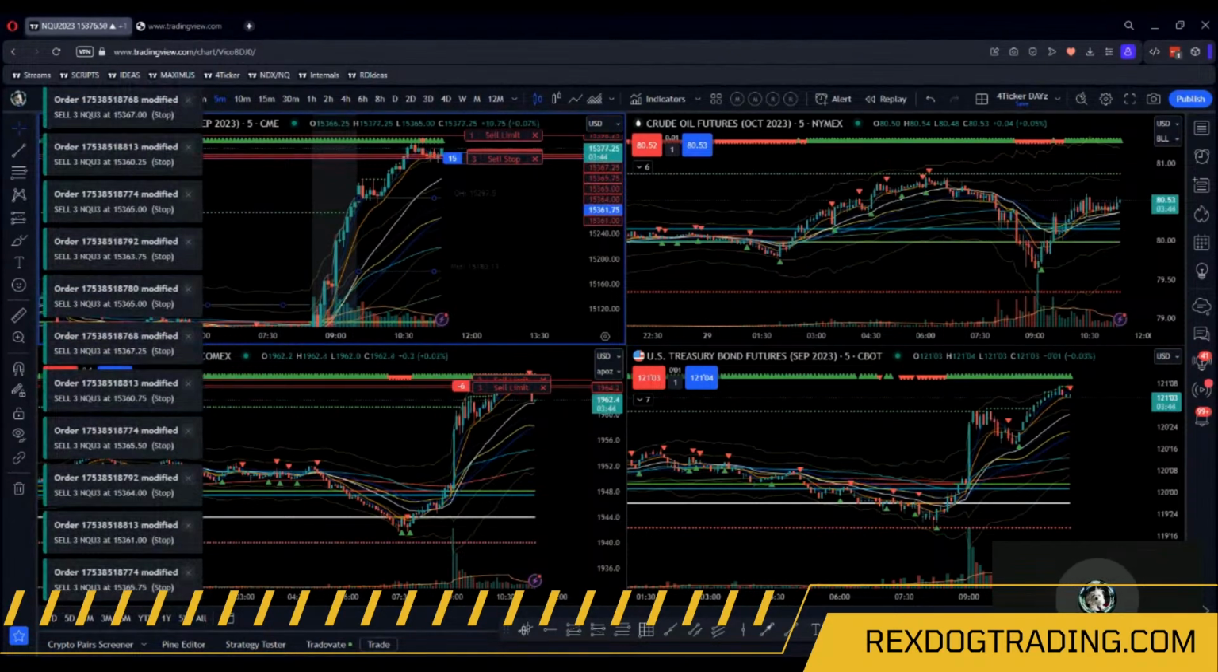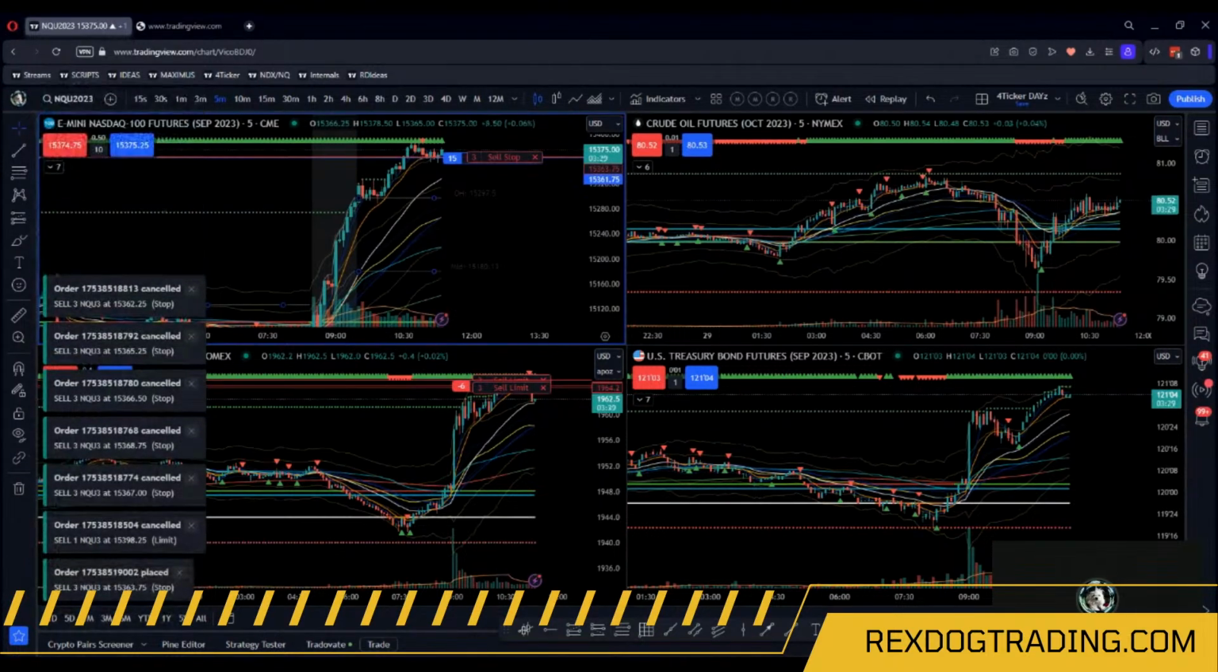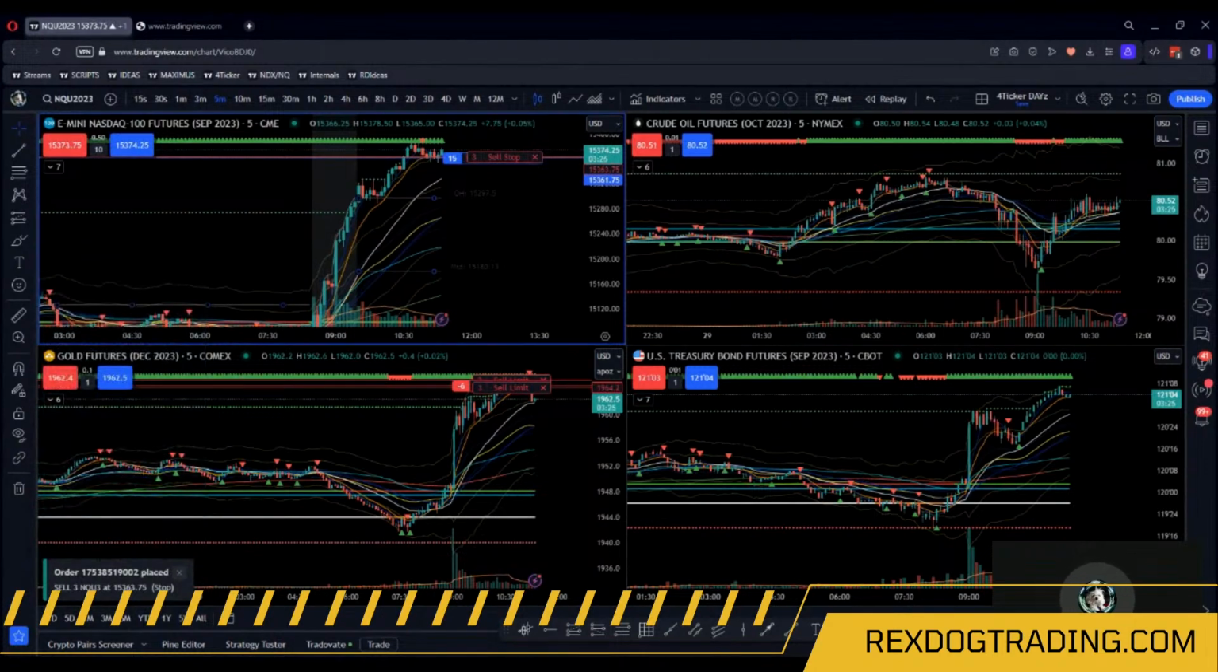Breaches above that, retests it, stays above it. It's probably going to keep going. Up about $4,800 there in that trade. All right, here's the retest to that level. Maybe a retest to the next downside level as well.